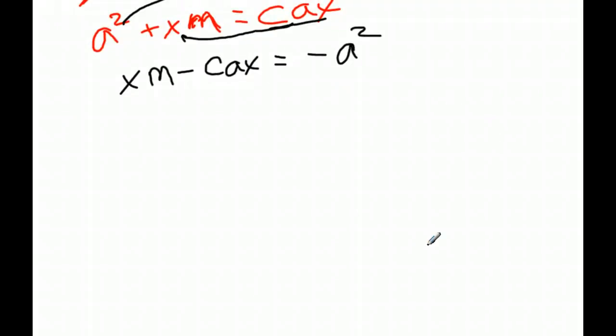Next step. When you get everything moved to where you want it, you got rid of the denominators. Anybody want to take a gander at the next step? No. It's the factor word. What we're going to do is we're going to pull the x out because it occurs in both of those terms. So if we factor an x out, what do I have left? F minus CA.